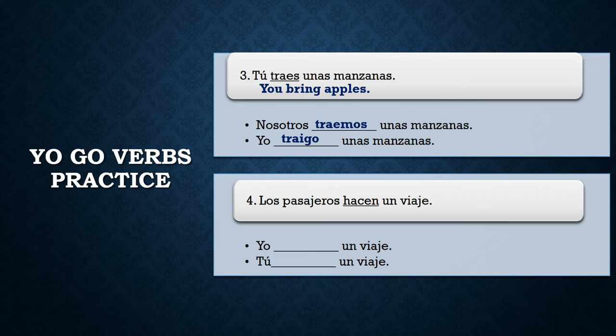4. Los pasajeros hacen un viaje. The passengers take a trip. Yo hago. Tú haces.